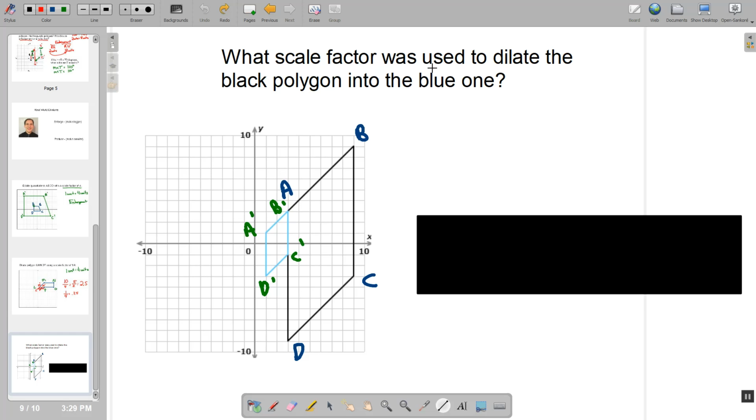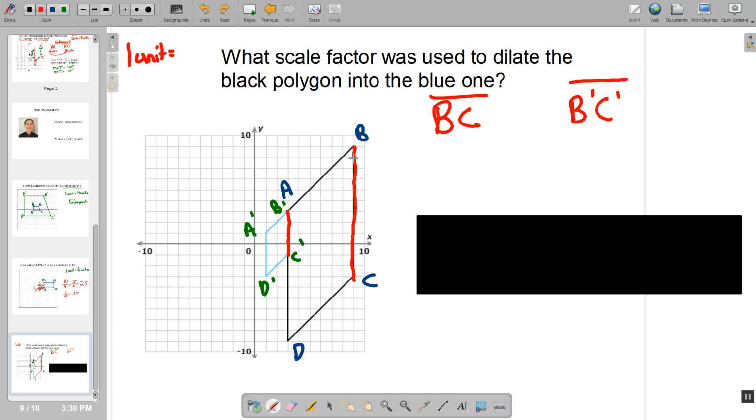What scale factor was used to dilate the black polygon, that's this one here, A, B, C, D, into the blue one, that's A prime, B prime, C prime, D prime? So like last time, what I like to do is find an edge that matches. A corresponding side of BC is going to be B prime C prime. If I find the measurements for each, it will probably tell me what scale factor is used. And since we are doing a reduction, we should make sure that we are getting a number that is smaller than 1 when we're done.